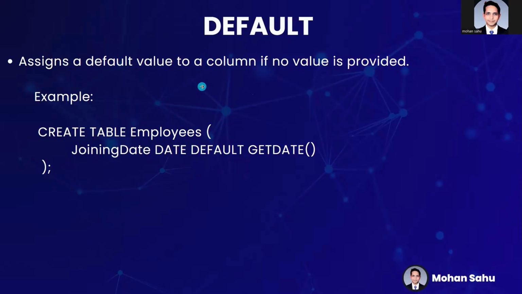Now we have the default constraint. In the default constraint, we can assign a default value to a column if no value is provided. For example, in this create table, we have an employee table with a column called joining date. If no one enters the joining date, it will by default take getdate, meaning it will take the current date. So if you want a default value inside a column, you can use this default constraint.